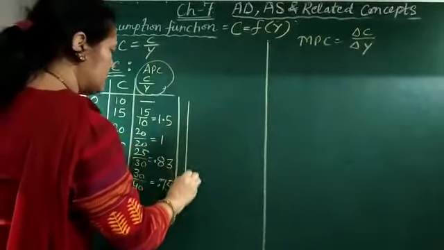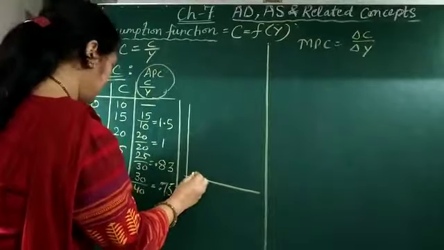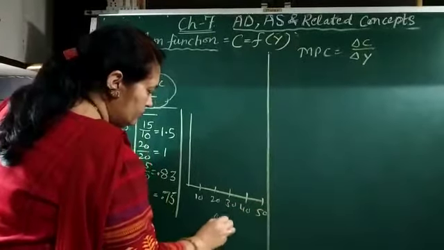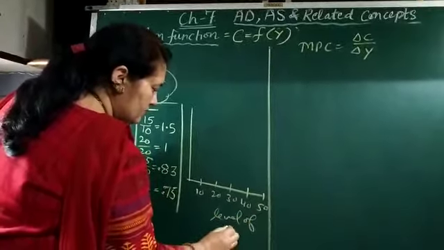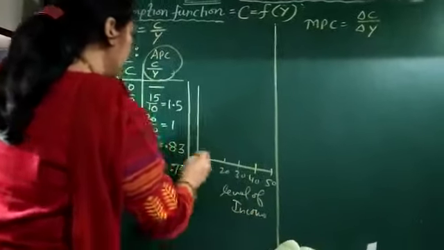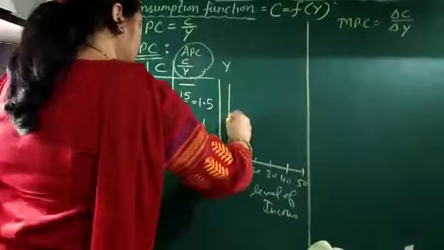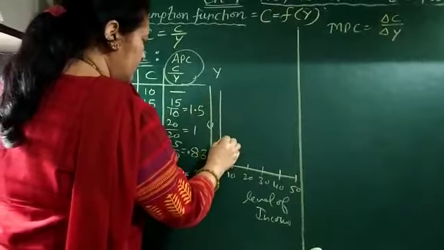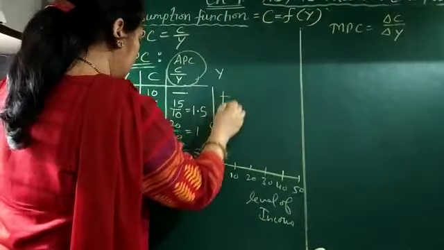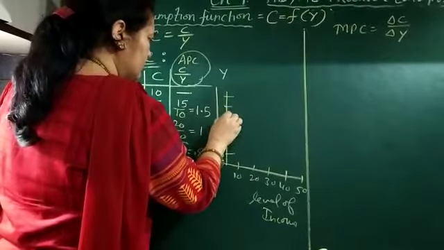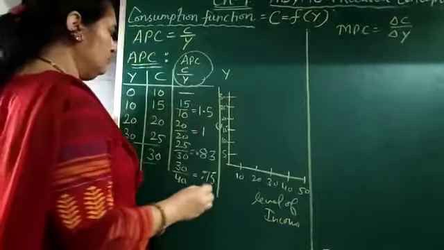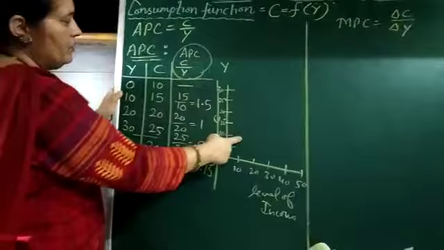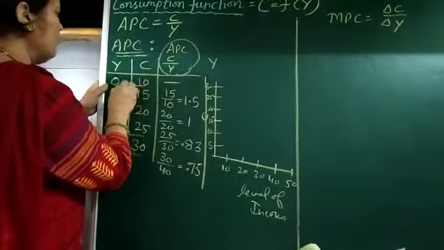Now let us convert this schedule into a diagram. Income level on x-axis and we are taking consumption on y-axis. Consumption 5, 10, 15, 20, 25, 30. For the calculation of APC, first of all, let us derive a consumption curve on the basis of income level.